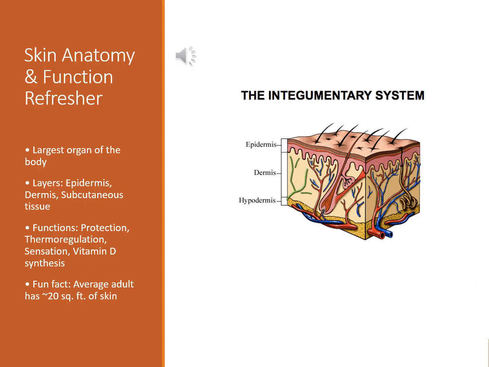Our skin is also responsible for vitamin D synthesis. So repetitive UV exposure helps to convert vitamin D in our body and helps with calcium absorption for our bones as well. Now we talked about the integumentary system not just having to do with the skin, it also has to do with hair and nails.